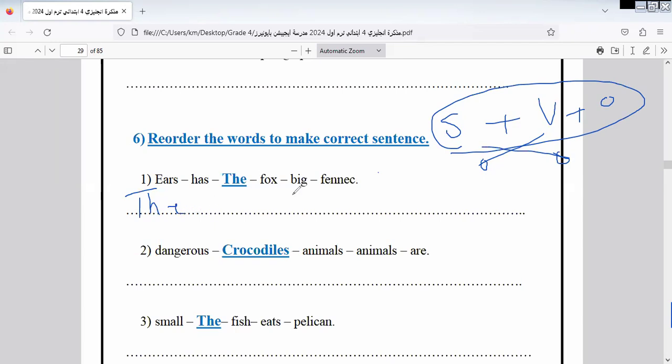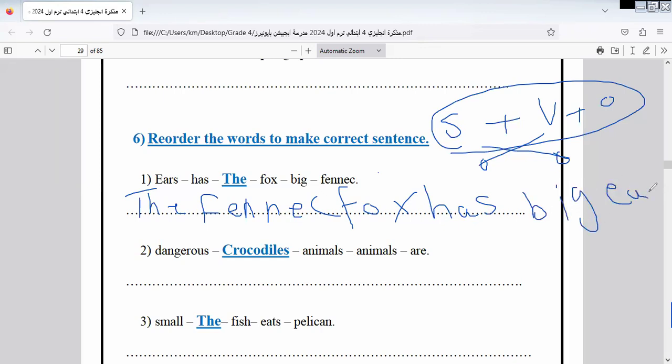Here is the phoenix fox, not the fox. The phoenix fox has big ears. And we know these big ears during the lessons. We know these big ears help it to do what? I think we return to the video and know what we told in this video. Okay, the phoenix fox has big ears.